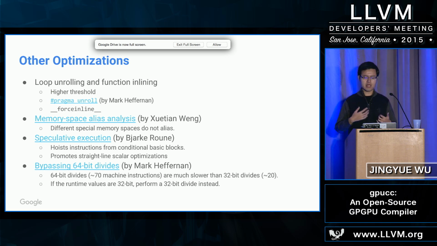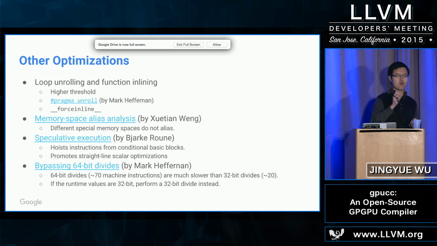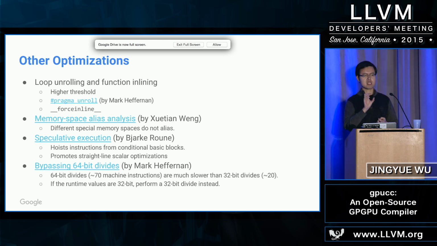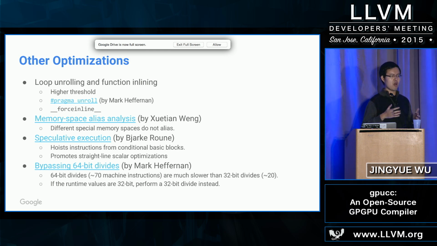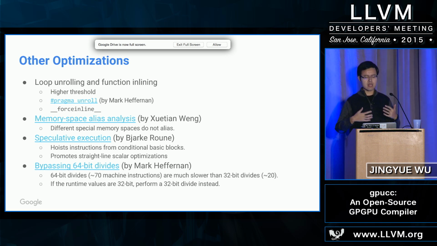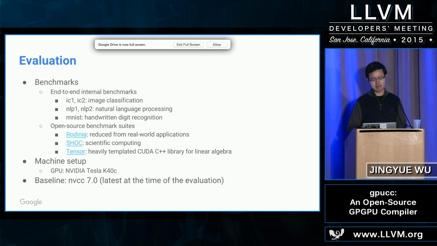So the optimization here is we add a runtime check before each 64-bit divide, saying if the runtime values of the operands are within 32 bits, then we just do a 32-bit divide instead of 64-bit. The checking overhead is very small, only like 1 or 2 instructions compared to the cost of a 64-bit divide.